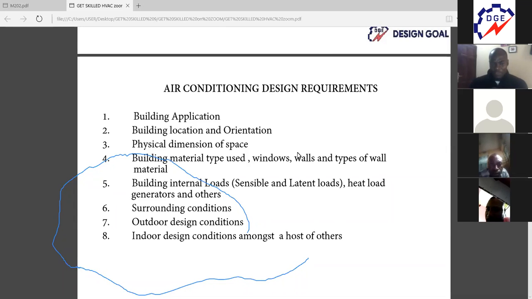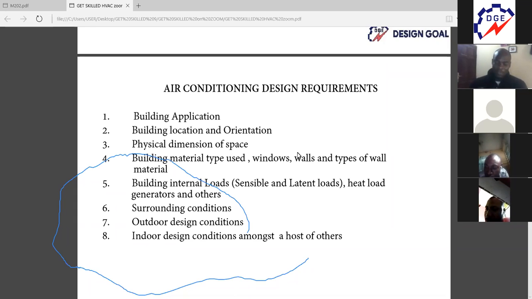Then we have building material types used. Then we have things that have to do with relations with windows, walls, and types of wall materials. We have different kinds of wall development materials these days. Apart from the normal masonry blocks, we have full solid block walls. We have plaster. There's a lot in terms of considerations for air conditioning design requirements. Then we have this coming up a whole lot more.